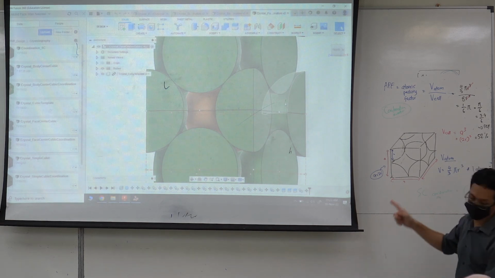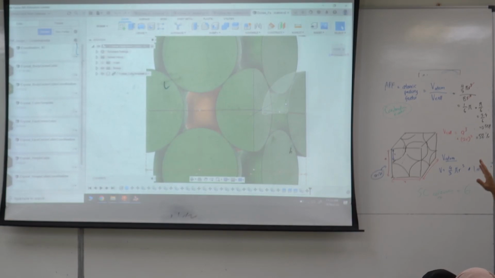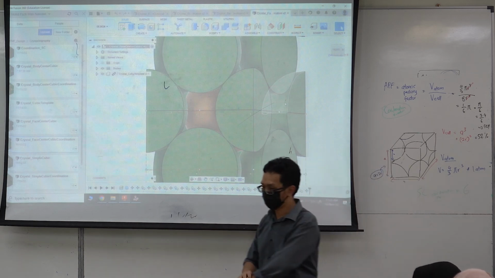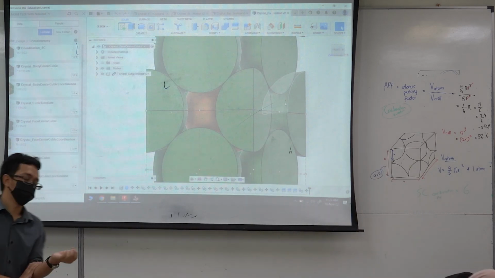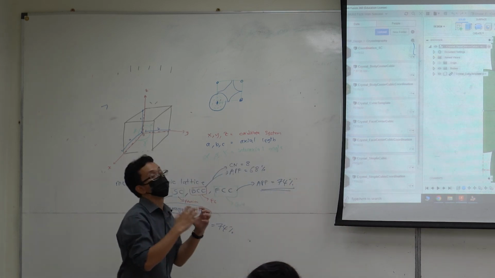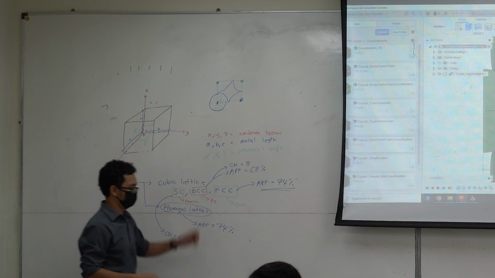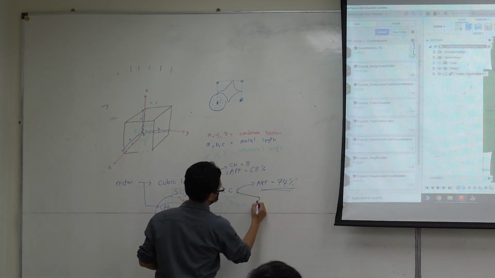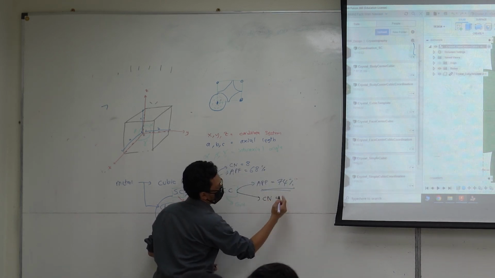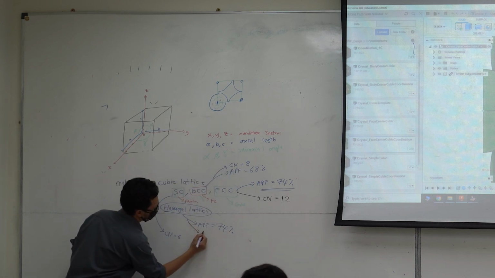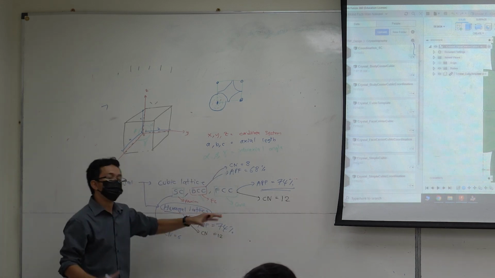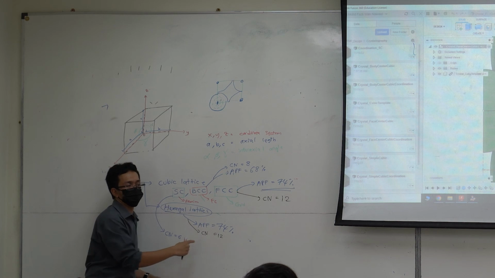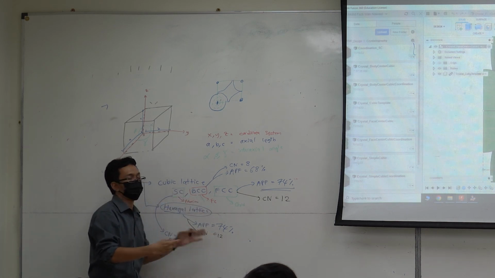So this is what we call the coordination number and APF. The reason why we learn this is because we want to see what is the most efficient packing. You can see the APF for this coordination number. Let me add before I forget: the coordination number for this is 12, 4, 4, 4, 12. The coordination number for this is also 12. So the more efficient the packing, the more atoms neighboring another atom. That's why it's more packed.